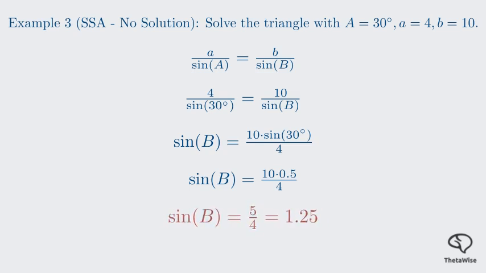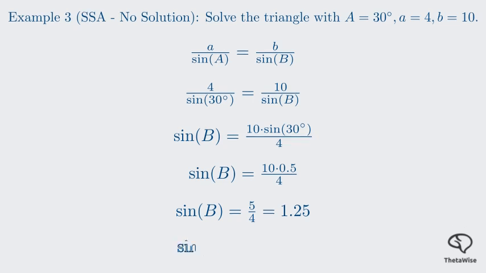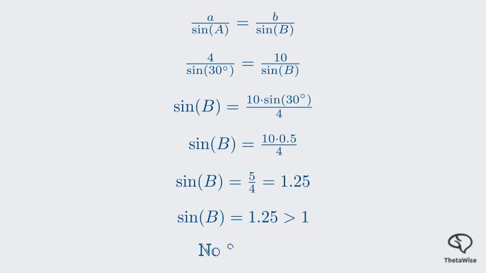And here's our answer. The value we found for sine B is 1.25. But remember, the sine of any angle must be between -1 and 1. It can never be greater than 1. Since sine B is greater than 1, there is no angle B that satisfies this condition. Therefore, no triangle can be formed with these dimensions. The answer is simply no solution.